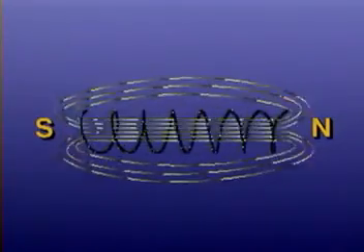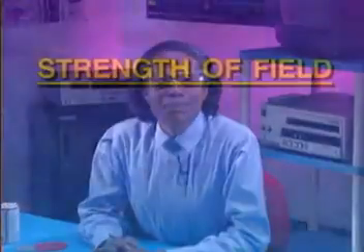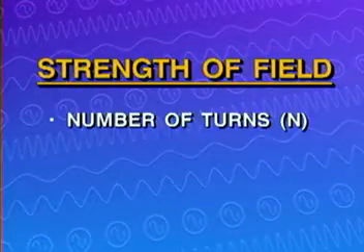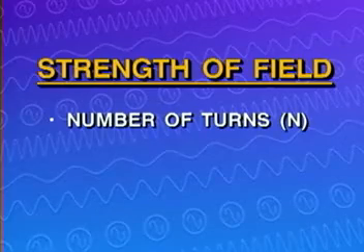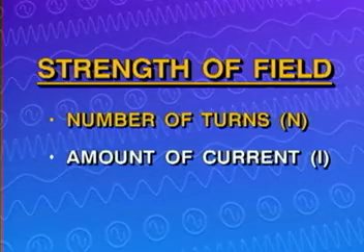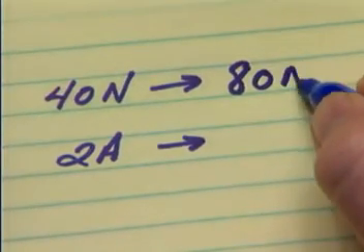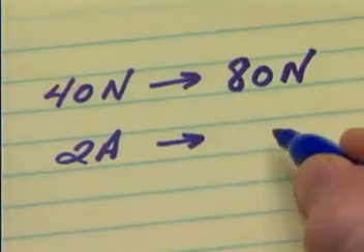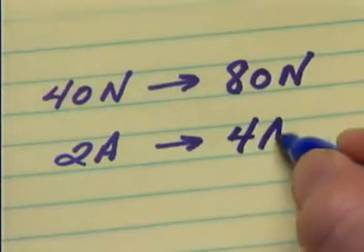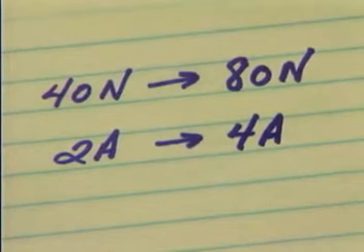The strength of the resulting magnetic field depends upon two things: the number of turns of wire, designated N, and the amount of current, I. For example, the strength of an electromagnet can be doubled by increasing the turns of wire from 40 to 80, or by doubling the current from 2 amps to 4.